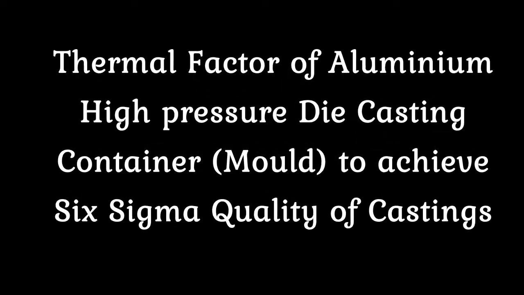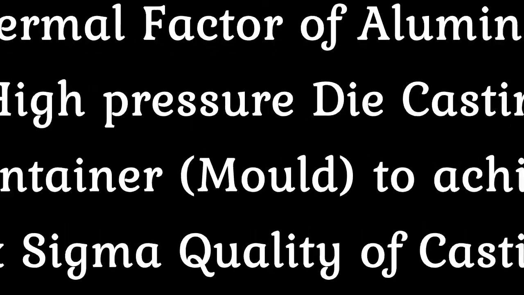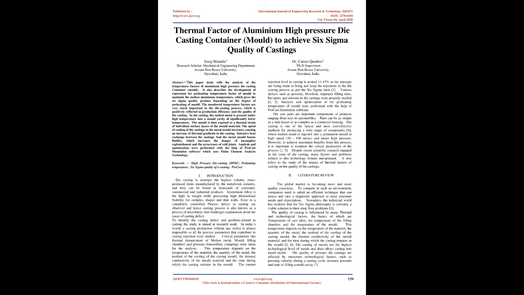Thermal factor of aluminium high-pressure die casting container, mold, to achieve 6 sigma quality of castings. Abstract. This paper deals with the analysis of the temperature factors of aluminium high-pressure die casting container, mold. It also describes the development of an expression for the preheating temperature factor of the mold to maintain the molten aluminium temperature, which gives the 6 sigma quality product depending on the degree of preheating of the mold.